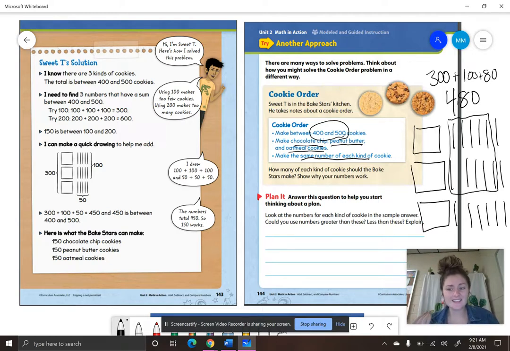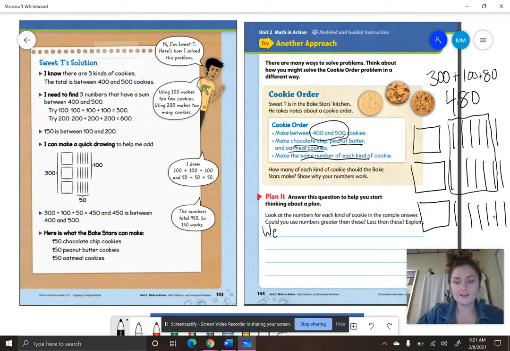I think I could still add some more. So I want you to think, could we use numbers that are greater than 150 or less than 150? We could use numbers that are greater. And I showed that in the problem right here.